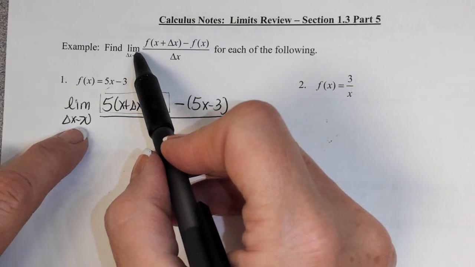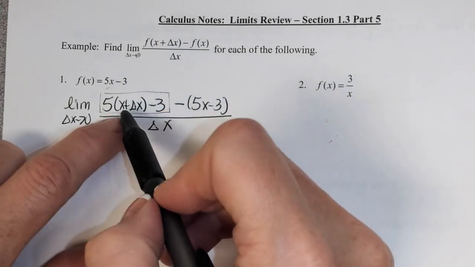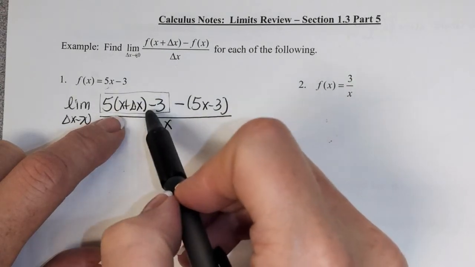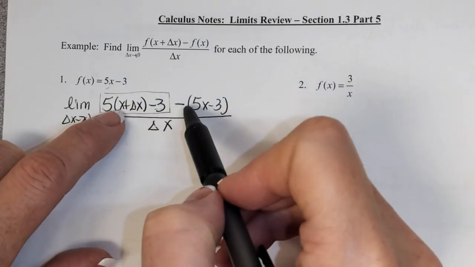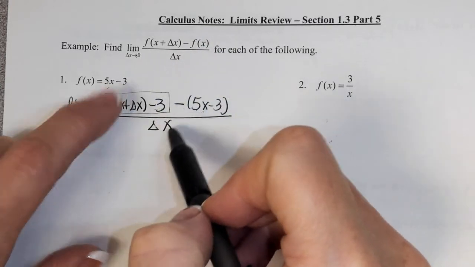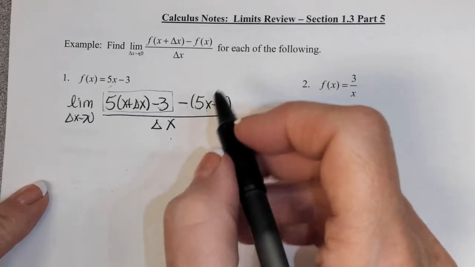Before we go any further, let me show you again what we're doing. We're writing this part, that's our problem. We're doing this part. So wherever I have an x, that x gets replaced with x plus delta x. The 5 and the minus 3 stayed the same. Then I had to do minus f of x, which was this whole function, over delta x. You always want to check this first before you go any further.